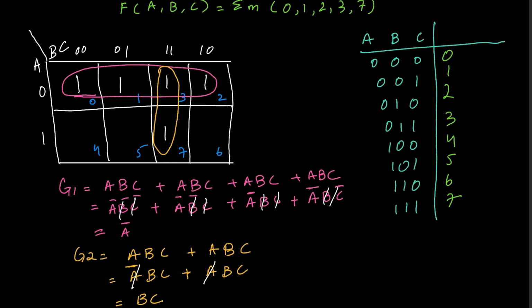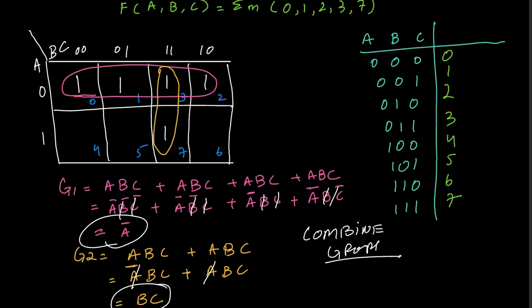And finally, we have to combine both the groups. Combine groups. This one and this one. Y is equal to group 1 plus group 2. The answer is A bar plus BC.